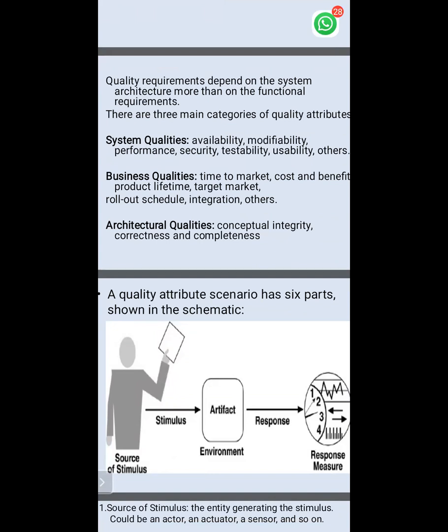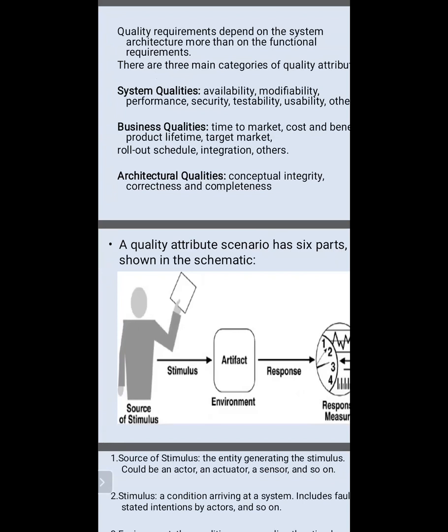In the case of system qualities, we verify internal things like performance, availability, modifiability, security, testability, and usability. In the case of business qualities: how are we doing in the market, what is the budget of this particular software, how much cost is needed, how much time is needed, and what is the lifetime in the market. These types of things are considered in the business qualities. In the case of architectural qualities: conceptual integrity, correctness, and another one is completeness.